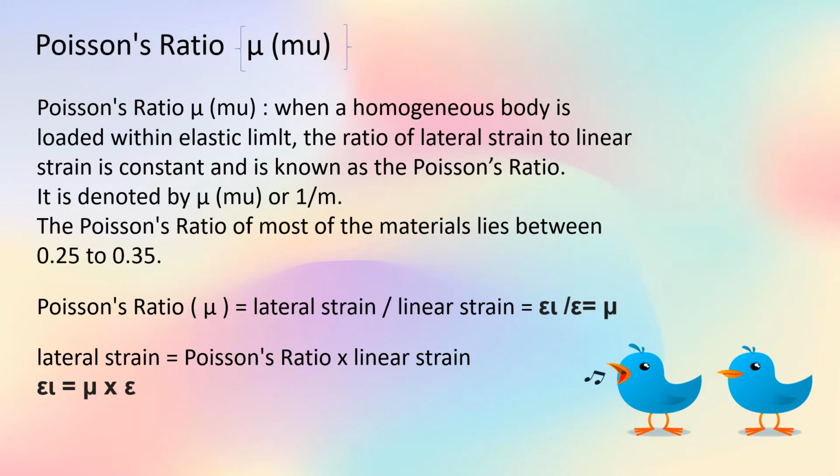Let us come to the next concept, that is Poisson's ratio. Poisson is the name of the scientist, and the symbol for Poisson's ratio is mu. It is pronounced as mu, and it is written like this, mu.